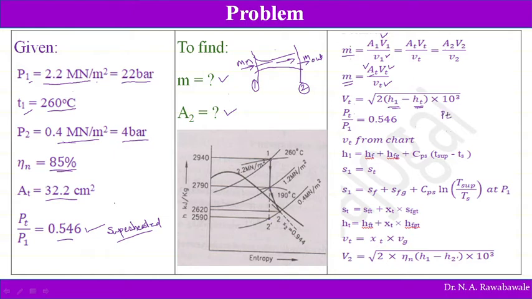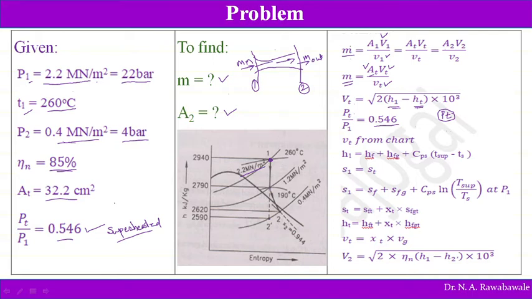So pressure at throat can be obtained by using this correlation, PT divided by P1 is equal to 0.546. From this we can get pressure at throat. Once we know pressure at throat, say for example steam entering has condition P1 is equal to 2.2 meganewton per meter square, means 22 bar, and 260 degrees Celsius.